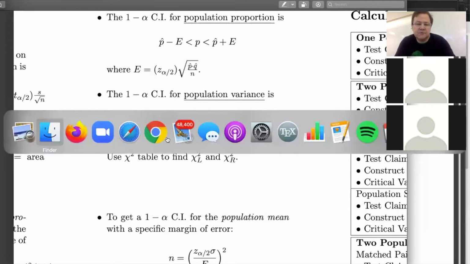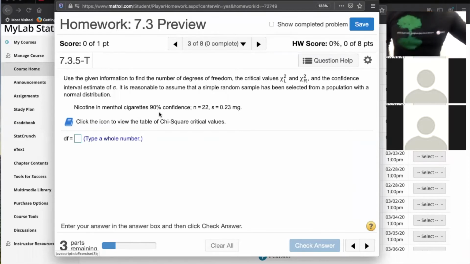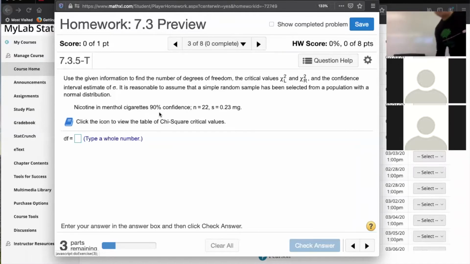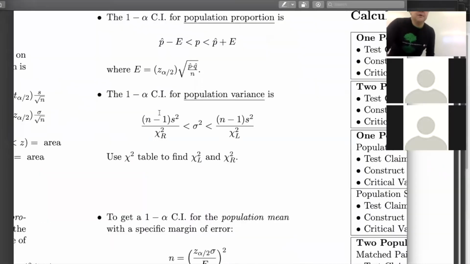Let's see here. What am I looking for? So coming back to the question, in this particular case, it says that nicotine in menthol cigarettes is 90% confidence. So what I would recommend, if you're doing this yourself, is you write down what you see in your notes. Okay.